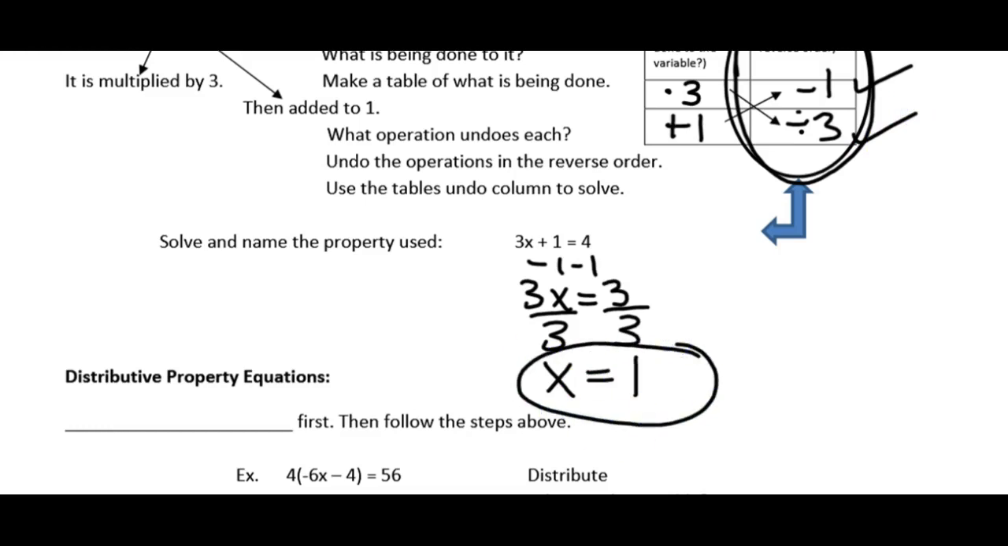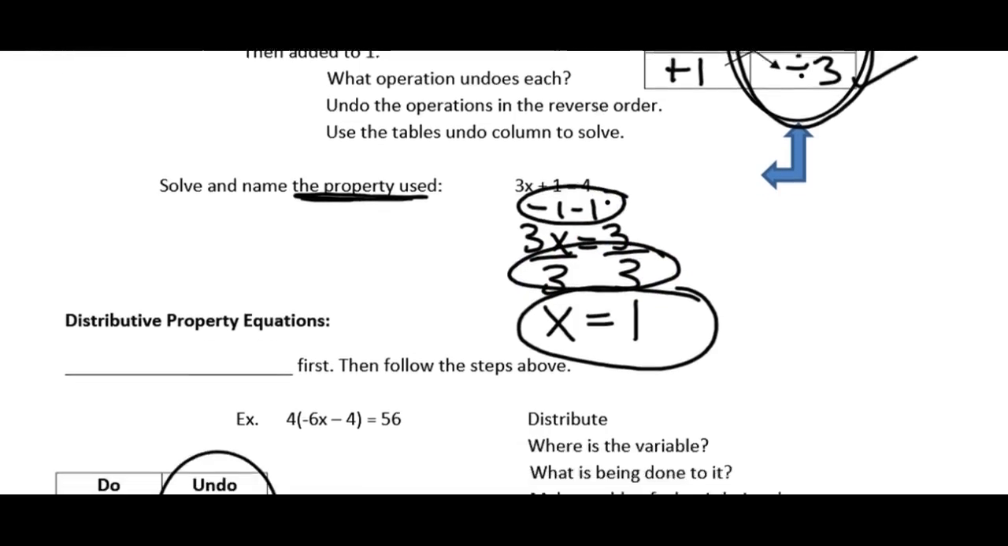I've isolated my variable. As far as the property, we're not going to worry about the property. If you recall last class, we did look at some properties. Right here we subtracted, so that's the subtraction property. And here we divided, so that's the division property.